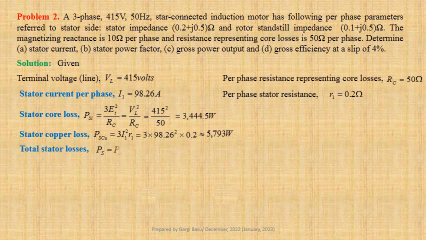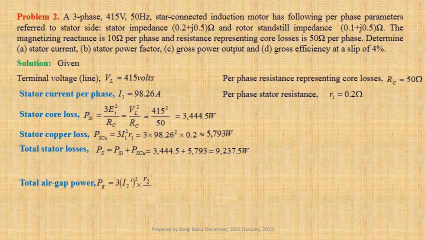Let us now determine total stator losses. Ps equals Psi plus Ps copper. Using values we get 3444.5 plus 5793, that is equal to 9237.5 watt.